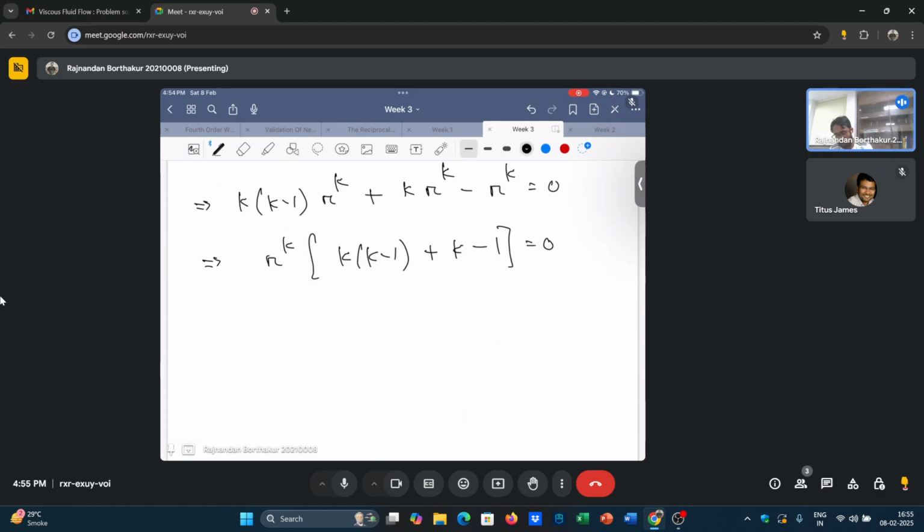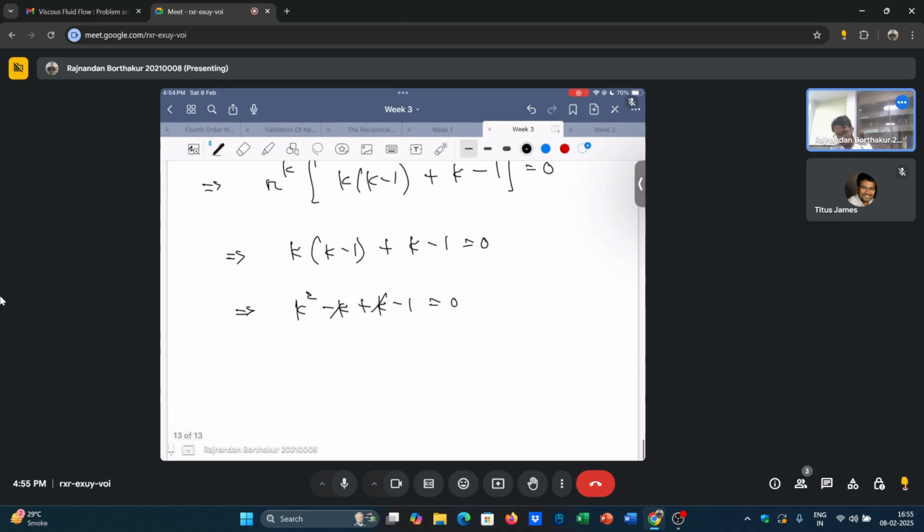So the only possibility is that k into k minus 1 plus k minus 1 is equal to 0. And from here, if you calculate the value of k, you will get k equal to plus and minus 1. That's straightforward, because it will be k square minus k plus k minus 1 is equal to 0. These two terms cancel, and you get k square equal to 1, which means k will be plus and minus 1.